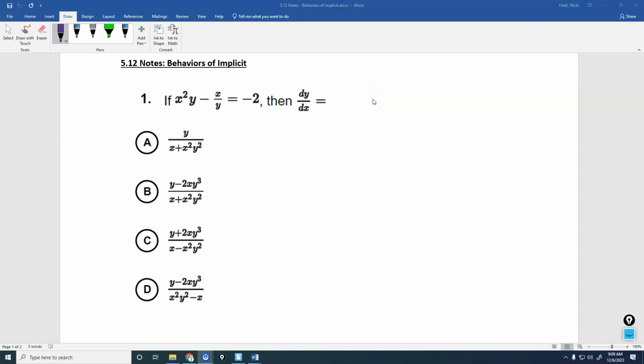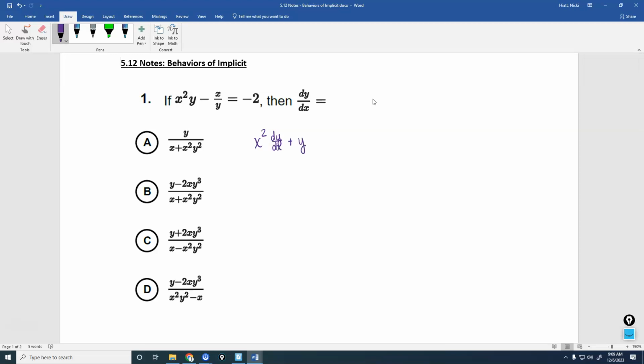Let's do one so we can remember how to do these, because it is part of what you have to do. So you've got x squared y minus x over y equals negative 2. Remember, implicit differentiation is when you have x's and y's, and if you take the derivative of anything with a y, what do you have to put with it? dy/dx.